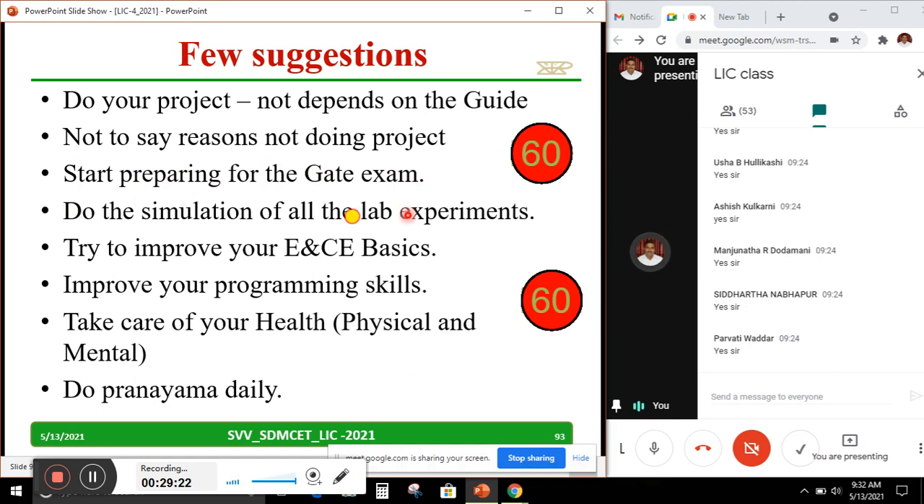And do the simulation of all the experiments for all the labs, not only the LIC lab and communication lab. Remember, whatever you do, it is for you, not for any teacher. This should come to your mind. And at this stage, it is very difficult. I too can understand.